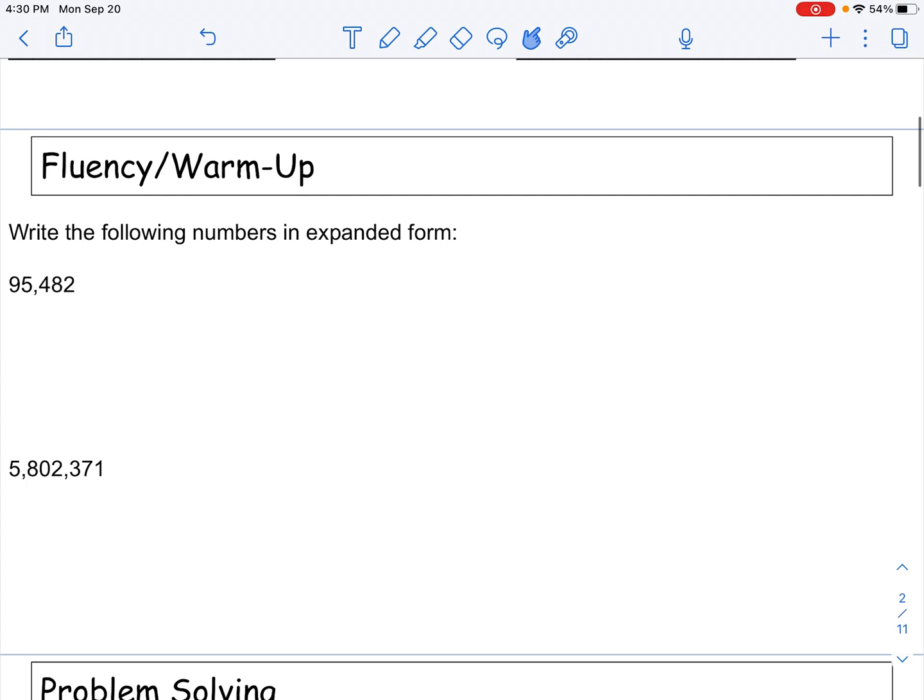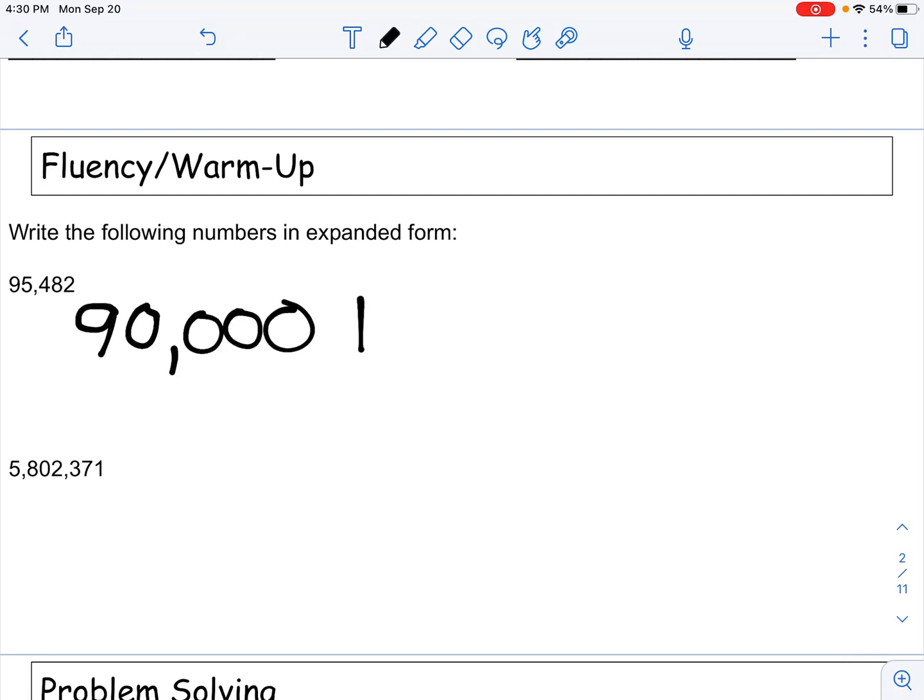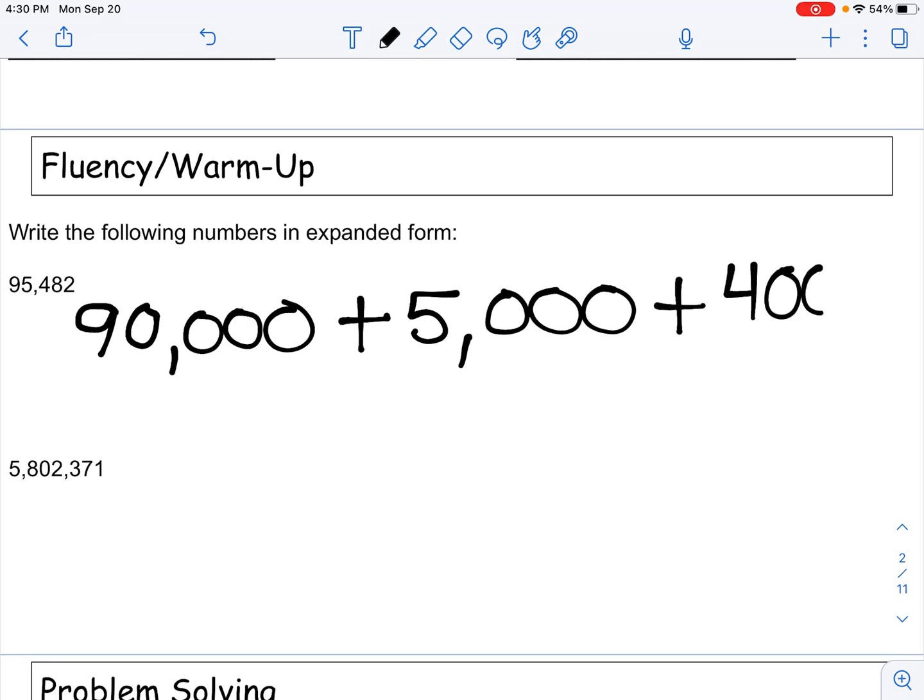We're going to review expanded form with our place value here. So we're going to show the value of each digit. So I'm going to start with 90,000. And yes, if you are focused, you need to be doing this the other way. 5,000. And then the 4 is in the hundreds place. The 8 is in the tens. And then my 2. Again, if you need to pause, go ahead and pause.